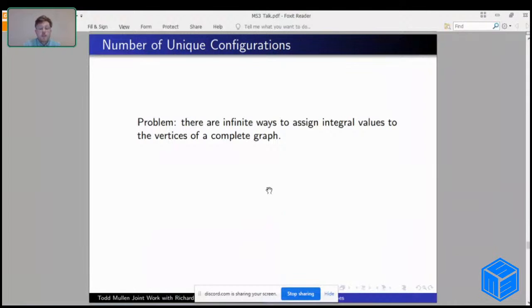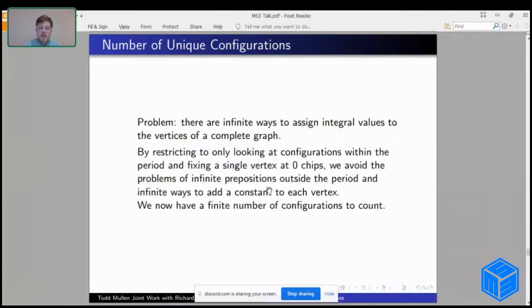So if we go back to the initial problem, there are infinite ways to assign integral values to a complete graph. Our solution is to restrict to only looking at configurations within the period and fixing a single vertex at 0 chips; that's our way of dealing with this k-scaling business. I choose one of my vertices, give it a name, V0, and give it 0 chips, and say every configuration I'm interested in has V0 at 0 chips. That gets rid of the k-scaling of adding a constant k to every vertex, because since this one's stuck at 0, that's just never going to apply.